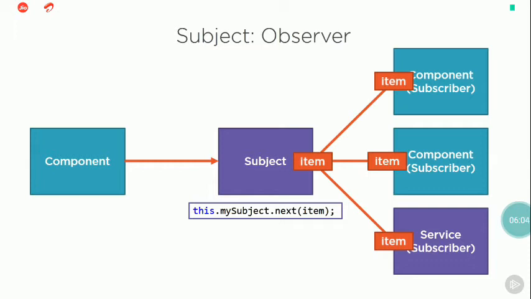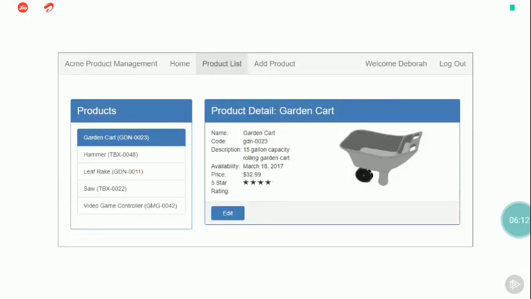This sounds like just what we need if we want to use a service as an intermediary to pass notifications between our components. But let's step back a moment and remember that our application works perfectly fine without a subject. Since the detail template is binding to the current product property, Angular's change detection handles change notifications for us. Then why modify our code to use a subject?